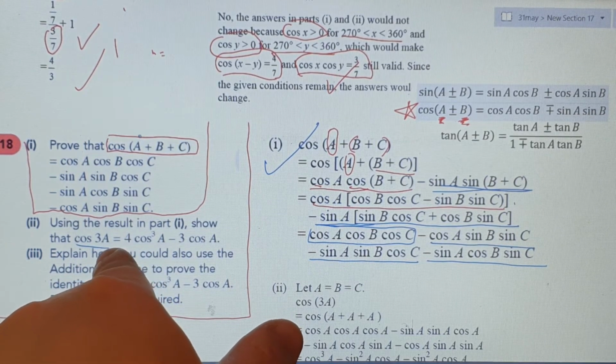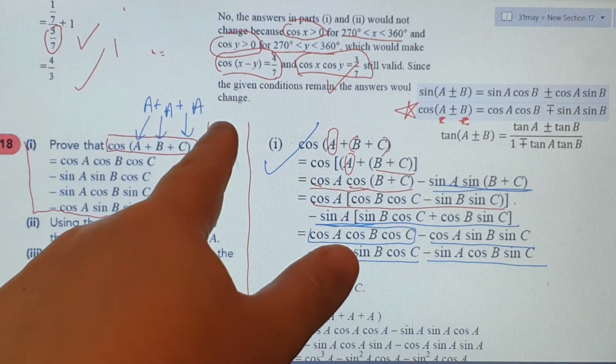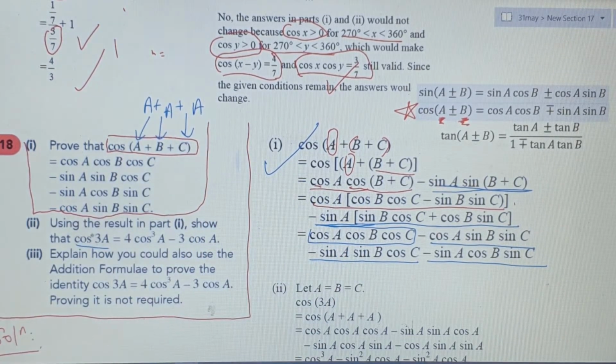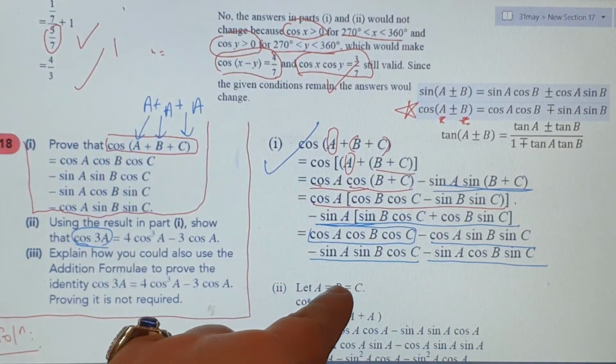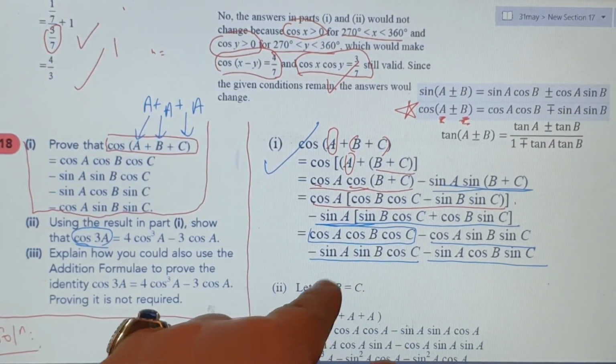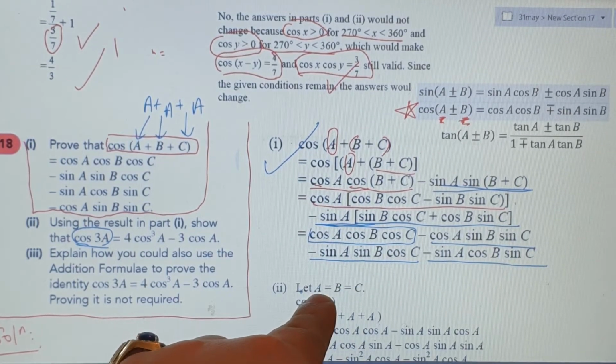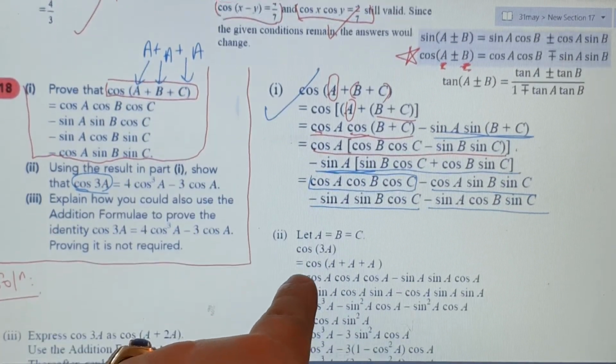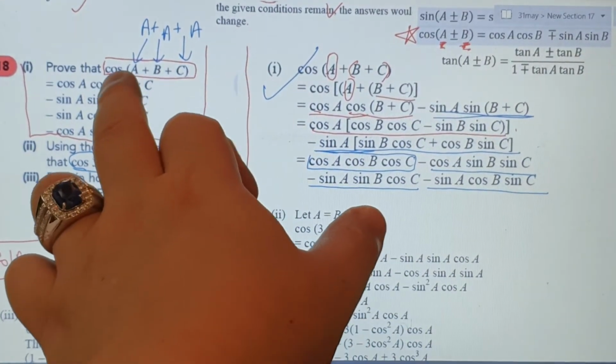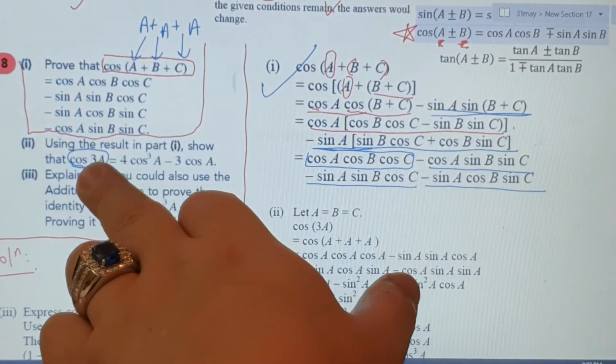This one remains as A. I let B be A also. And I let C be A also. So that they are all A. So don't you agree that A plus A plus A is 3A? Then you get this. So this is what we do. That means we let B be A, C be A also. Okay? So this is what you do, so that you can get cos 3A, which is what they want, right?